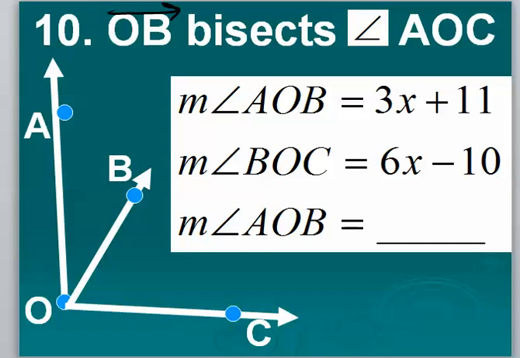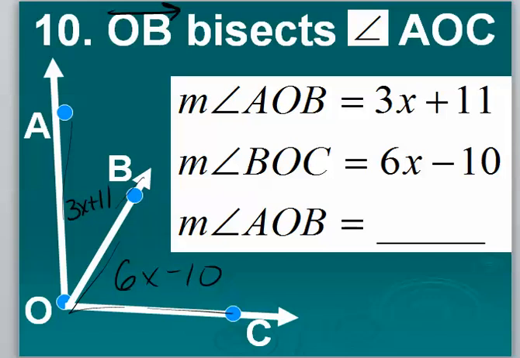Now I'm going to fill in what they tell me. They tell me the measure of angle AOB, AOB is the small angle on the left, is 3x plus 11. And the measure of angle BOC, BOC is the small angle sort of to the right, is 6x minus 10. The first thing I'm going to do is set this up, and don't look at what they're asking you for. Set up the problem first.